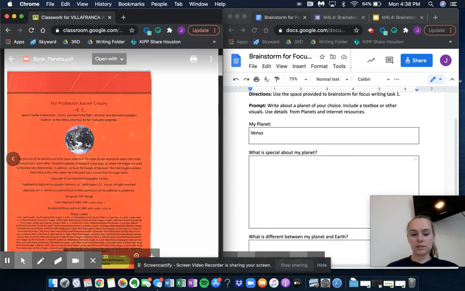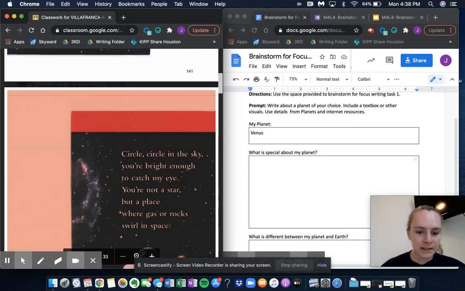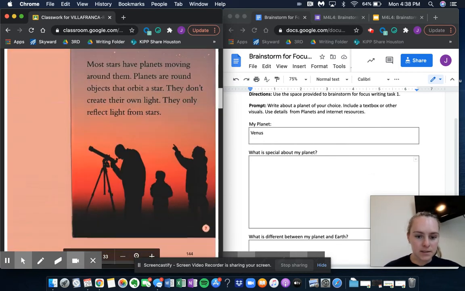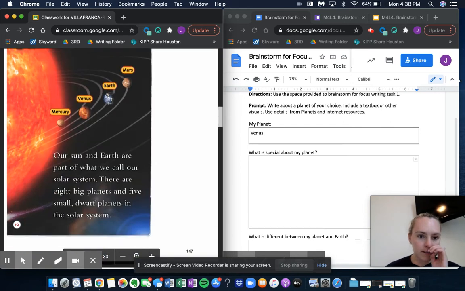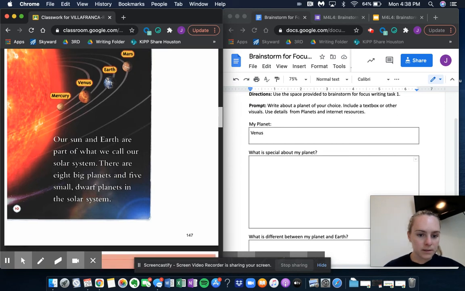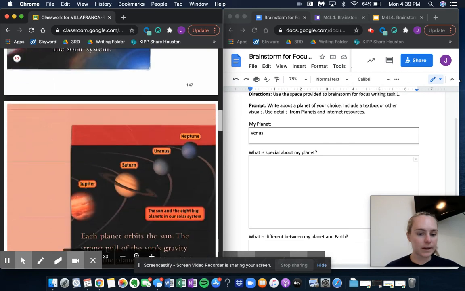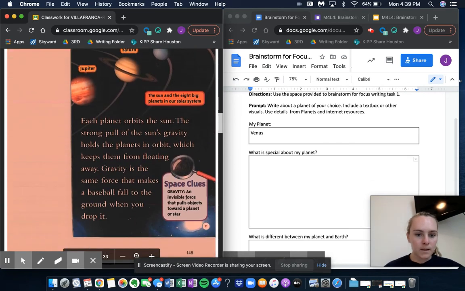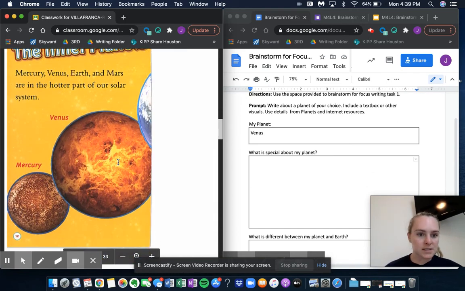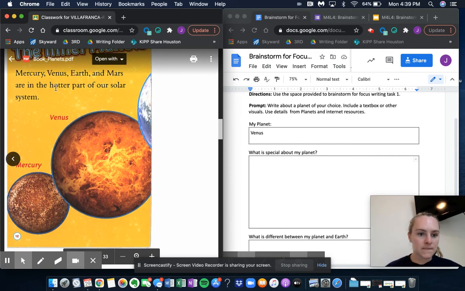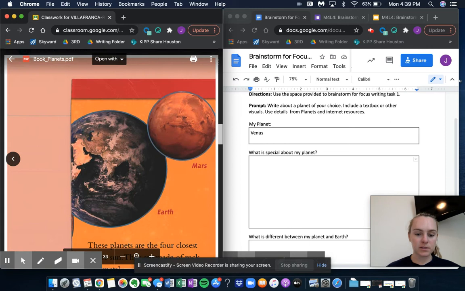So I scroll down. I'll go ahead and see if I see anything in the pictures about Venus. So it says planets, the sun, not talking about the sun. Oh, here's some things. There's Venus. It says the sun and the earth are part of what we call our solar system. There are 8 big planets and 5 small. Okay, it doesn't really tell me anything. Okay, it says each planet. That's not really special, so I'm trying to find just specific details about my planet. Oh, Venus. Okay, they're in the hotter part of the solar system. Okay, let's keep going.